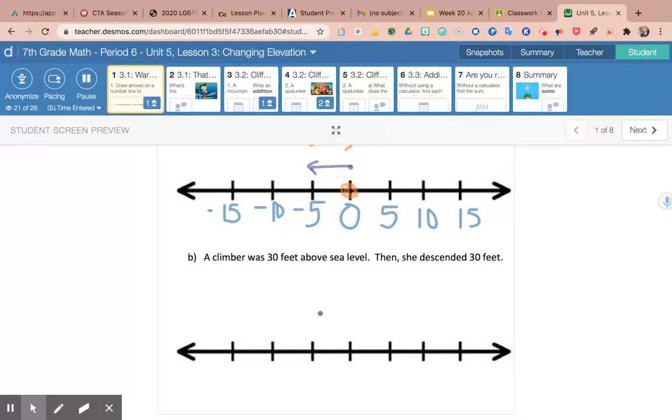All right, the second one, it says a climber was 30 feet above sea level. So I'm going to start with 0 again. And again, I'm going to be strategic. I need to get to 30. So I'm going to go by tens. So 10, 20, 30. And then this side will be perfectly opposite. So if this is 10, this is -10. If this is 20, this is -20. And if the third line is 30, then the third line is -30. So they're perfectly mirrored.